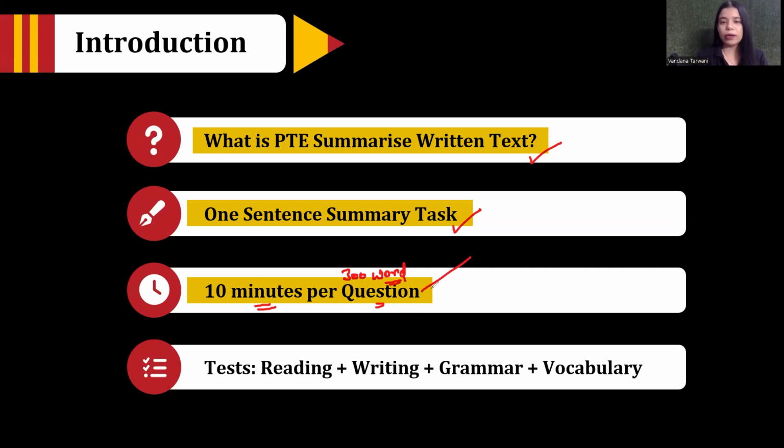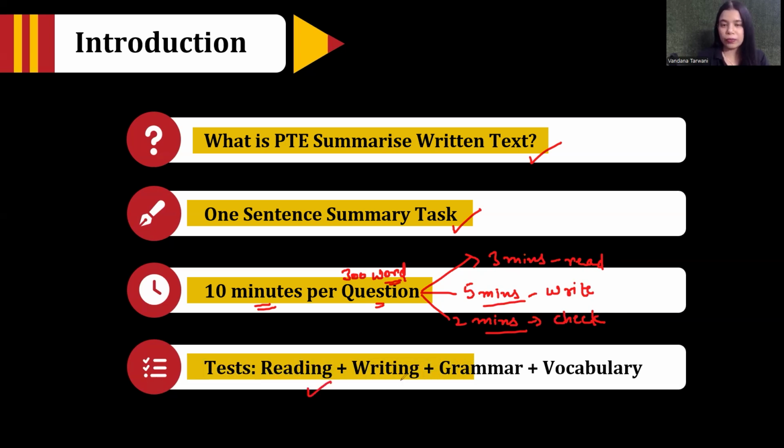For that, it's important that you divide these 10 minutes into three segments. In the first 3 minutes, read the text thoroughly but quickly. In the last 2 minutes, it's incredibly vital for you to check your work for any errors. And that will leave you with around 5 minutes to write that summary. It's very important to divide our time like this in three segments rather than only focusing on skimming, scanning and writing. Now, this question type tests you on your reading and writing skills along with grammar and vocabulary.